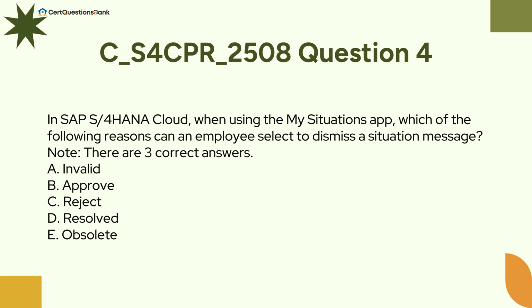In SAP S/4HANA Cloud, when using the My Situations app, which of the following reasons can an employee select to dismiss a situation message? Note: there are 3 correct answers. A. Invalid. B. Approve. C. Reject. D. Resolved. E. Obsolete.